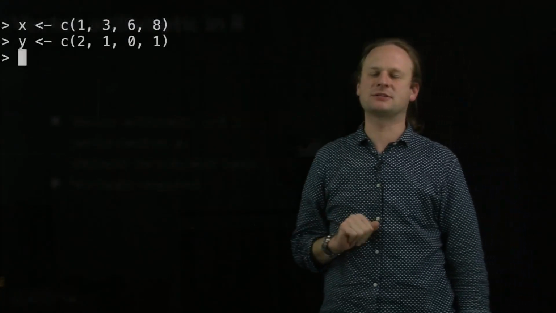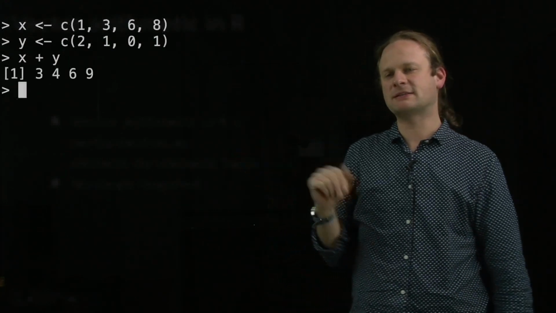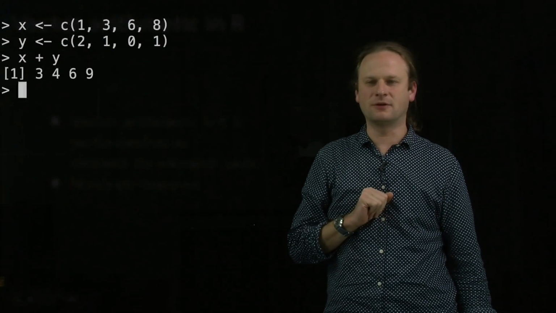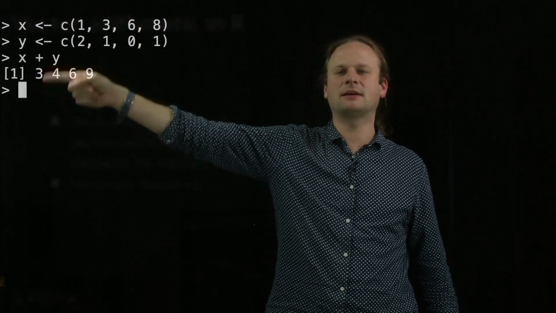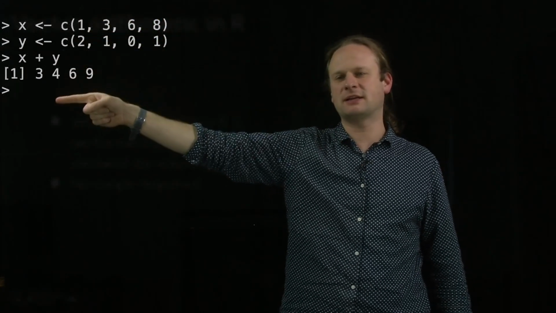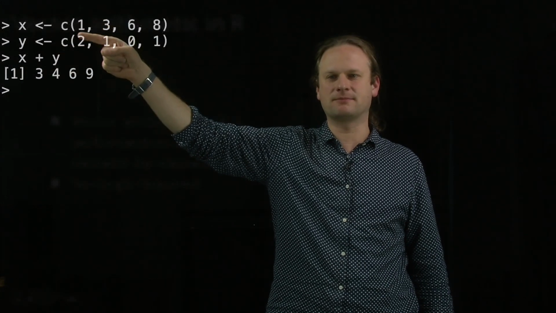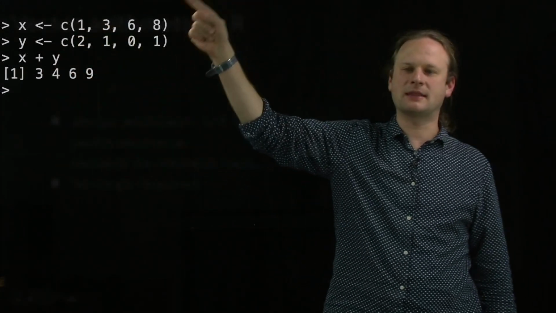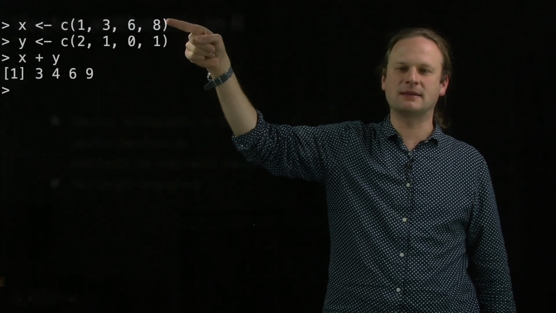Suppose I have two vectors of length 4, x and y. And suppose I want to calculate the sum of x and y. Now the sum of x and y is again a vector of length 4, and each entry of the sum is calculated by adding up the corresponding entries of x and y. So the first entry of x plus y, 3, is just the sum of 1 plus 2. On the other hand, the last entry of x plus y, which is 9, is the sum of 8 plus 1.